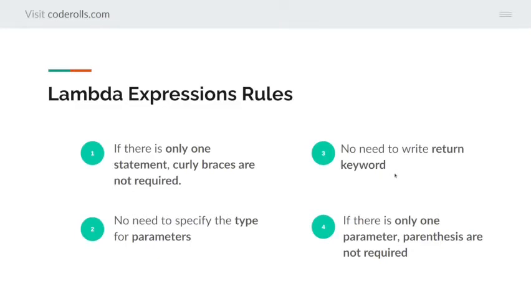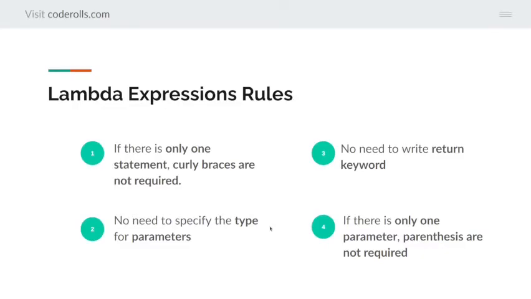And the fourth and last rule is, if there is only one parameter, even the parentheses are not required. We have taken one string as an input, str, so it is only one parameter, so even the parentheses are not required in that example. So these are the 4 rules, and we will apply these rules in our previous examples to optimize this lambda expressions.